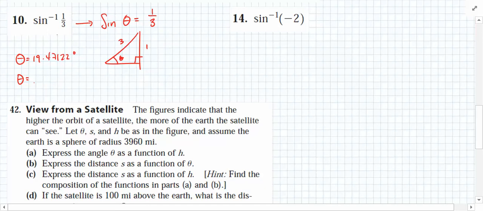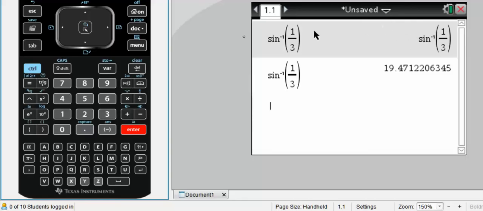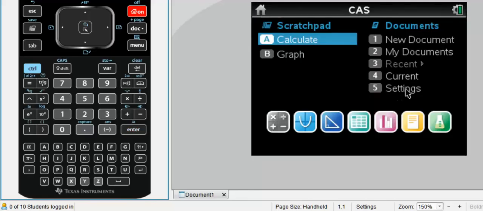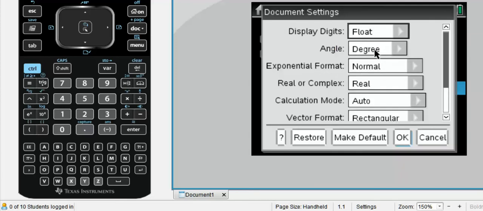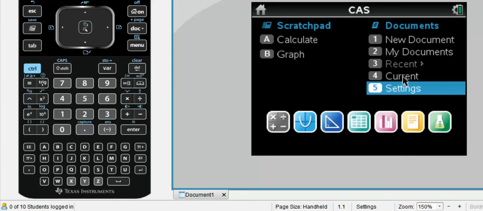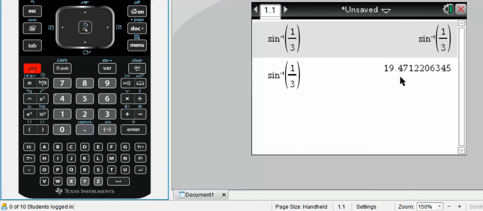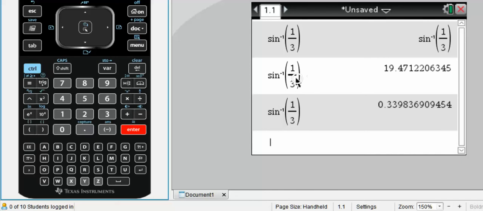Suppose the textbook asked for the result returned in radians. Well, we need to make that change happen then. So the way I would do that is I'd press the home button and jump over to the settings here, adjust the document settings from degrees to radians, and press OK. I'll go back to the current document and press Control Enter again, and now that same calculation is repeated, only now my result is returned in radians. 0.33984 looks like a good result measurement in radians.